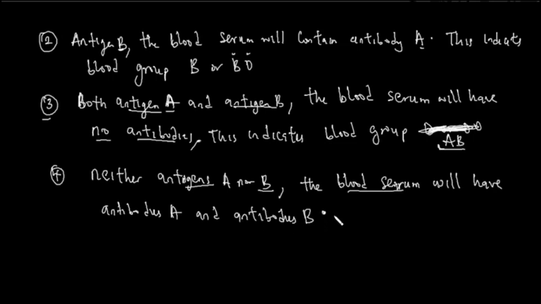Okay, so that's that. Now, what blood group? Remember, the blood group is dependent on the antigens present or absent. So this indicates what blood group? Exactly. So it indicates blood group O. Correct. So that's that. I'm sure this is clear, so we can move ahead.